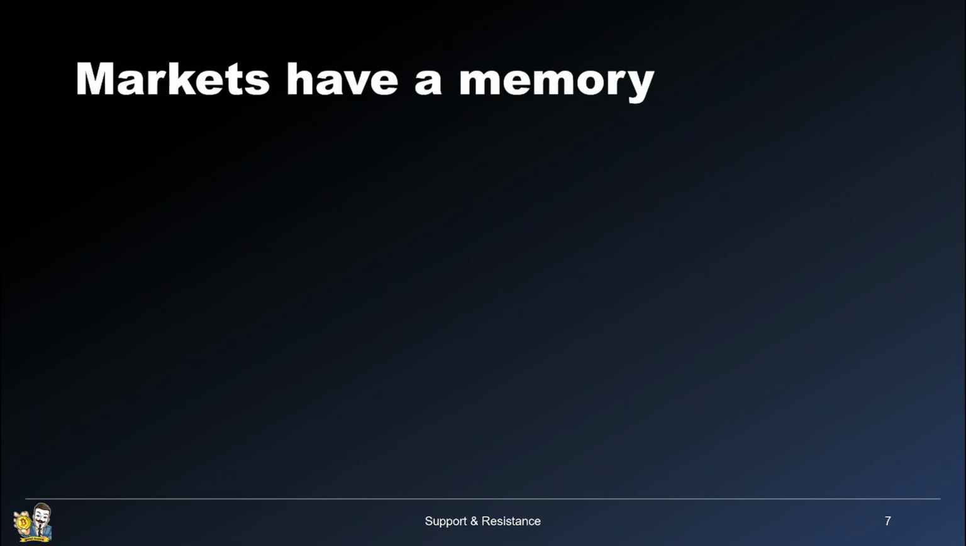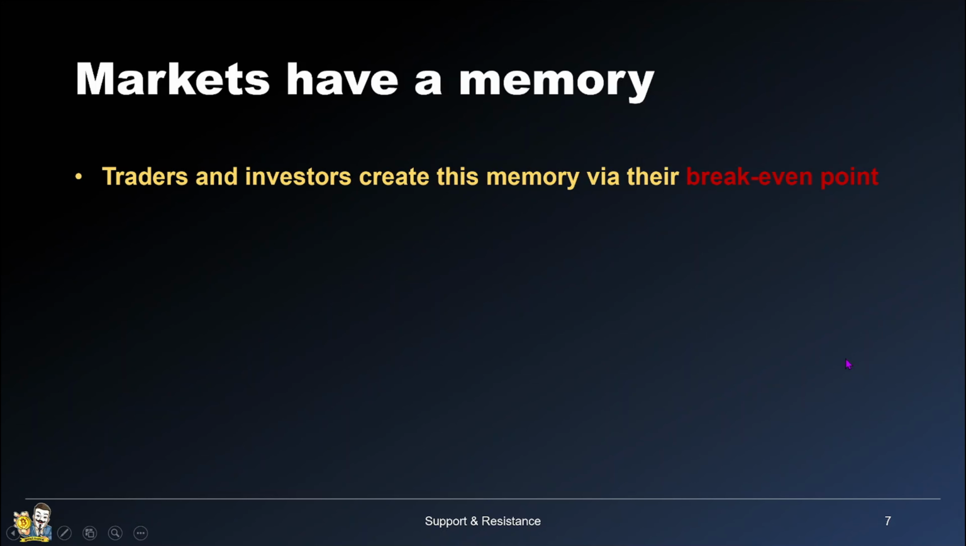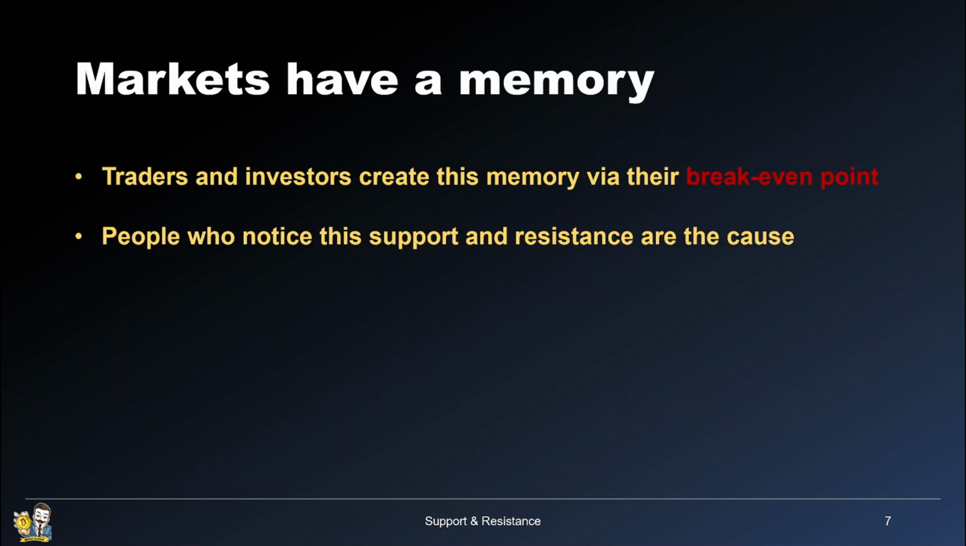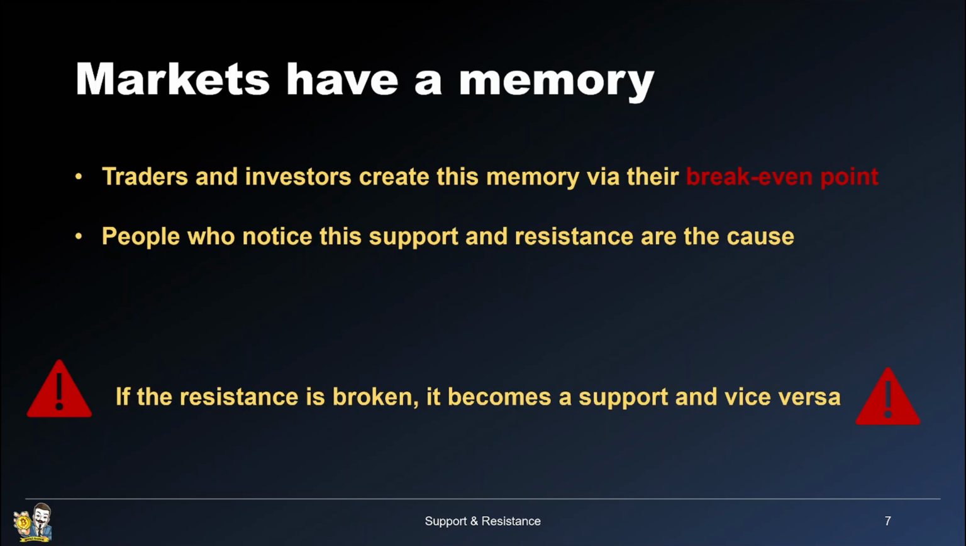One key thing to understand is that markets have memory. Traders and investors create this memory through their actions. For example, break-even points and past support and resistance levels influence their decisions. People who notice this support and resistance are the cause. An important rule: if a resistance level is broken, it becomes support, and vice versa.